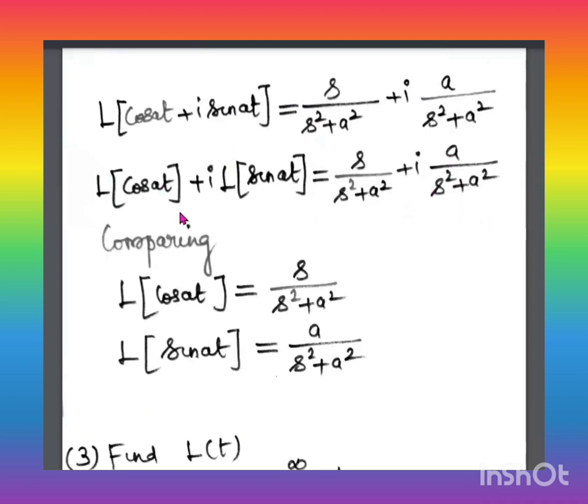So comparing the left hand side as well as the right hand side, you can easily conclude that L of cos at is equal to s divided by s square plus a square, and L of sin at is equal to a divided by s square plus a square. So this is the answer for L of cos at. You must keep in mind, when we are going to solve Laplace transform problems, we need these. These are the formulas of Laplace transforms.